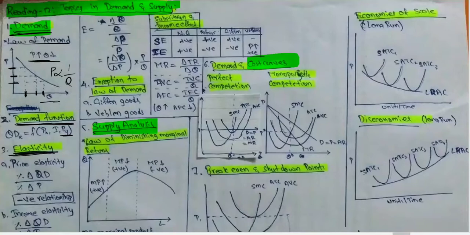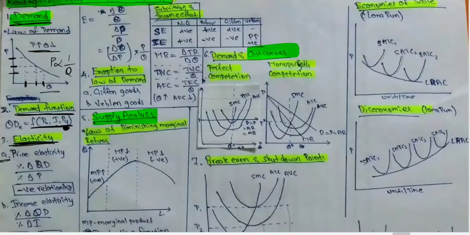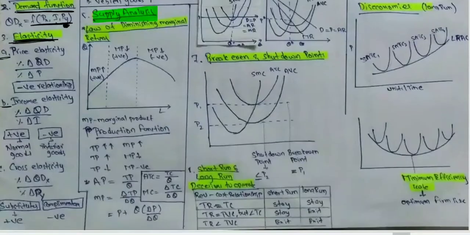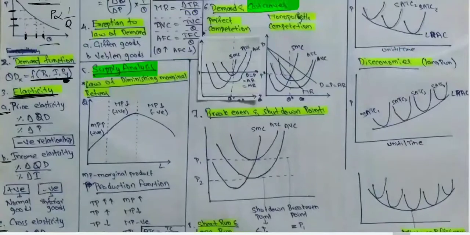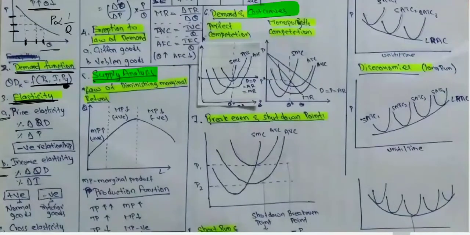Elasticity simply describes the degree of change in quantity demanded due to its related factors. We have discussed the three related factors earlier: price, income of the consumer, and price of related goods. So elasticity is divided into three areas: price elasticity of demand, income elasticity of demand, and cross elasticity of demand. What is price elasticity of demand? It is the change in quantity demanded due to a change in price. The formula is percentage change in quantity demanded divided by percentage change in price.